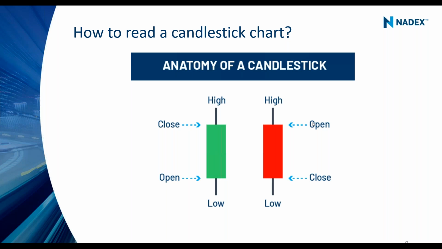So you've got a body and you've got two wicks. If it's green, it traded higher in that 15-minute period. If it's red, it traded lower. Now, does it have to have a wick?